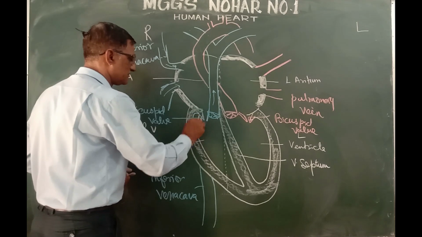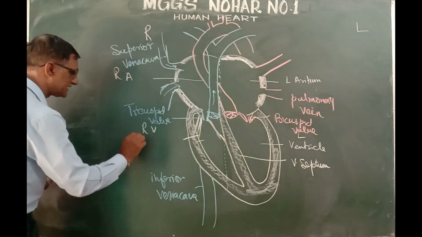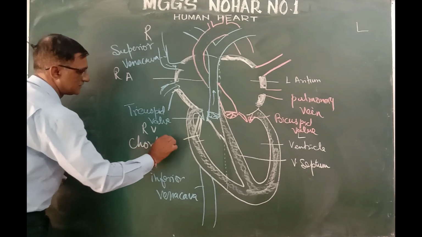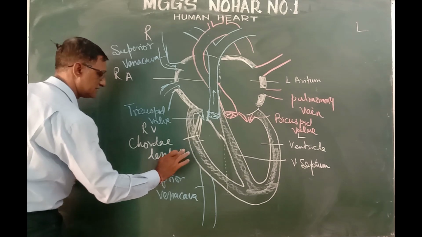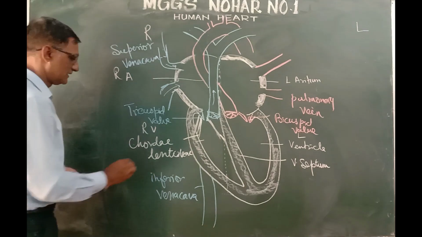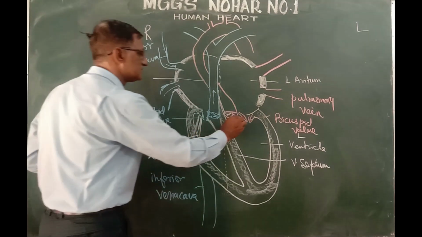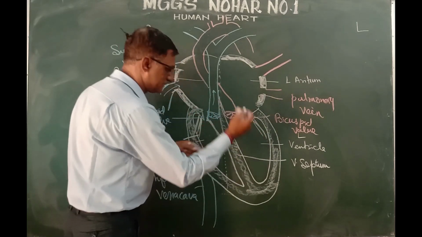They are special muscles, and these are called chordae tendineae. Chordae tendineae. It's a Latin name. The same thing is here. These allow the valve to open on only one side.